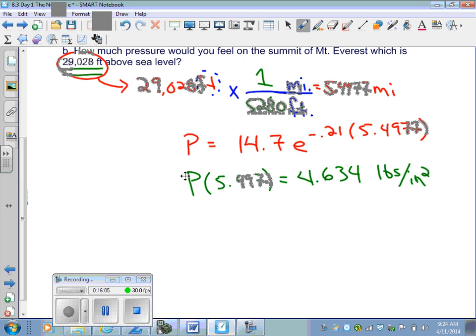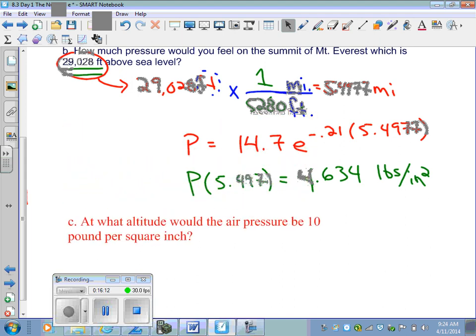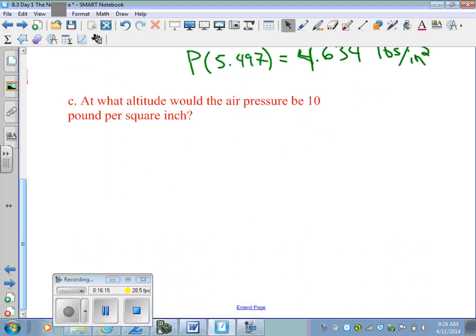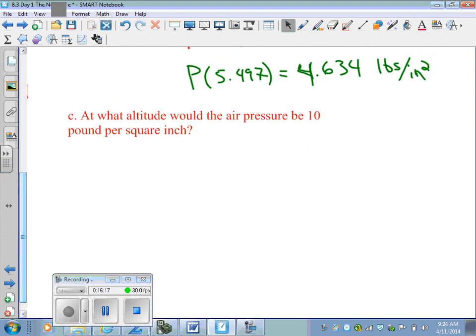Okay, one more question for you. This is a little surprise question. So at what altitude would the air pressure be 10 pounds per square inch? So we're kind of working backwards here a little bit, right? Here's our function. I'm just going to rewrite this again because it's way up on my screen. 14.7 e to the negative 0.21 times the distance in miles above sea level. So I want to know at what height the pressure will be 10 pounds per square inch. So I'm going to put 10 over here for the pressure equals 14.7 e to the negative 0.21 d.